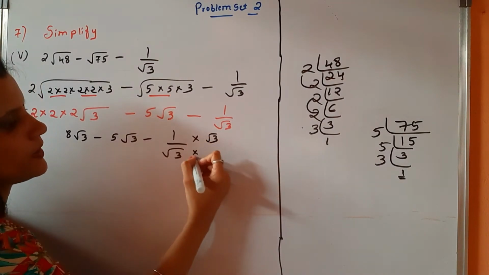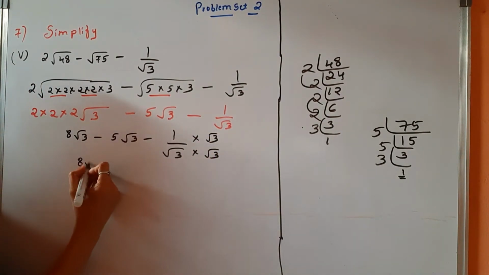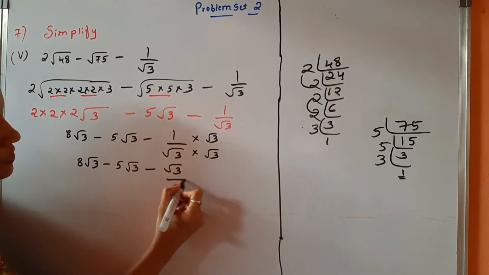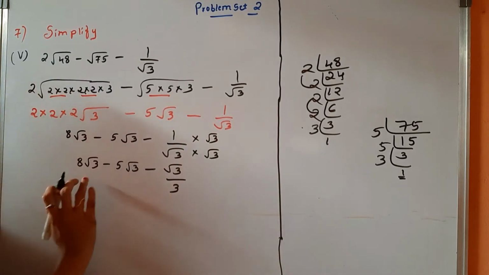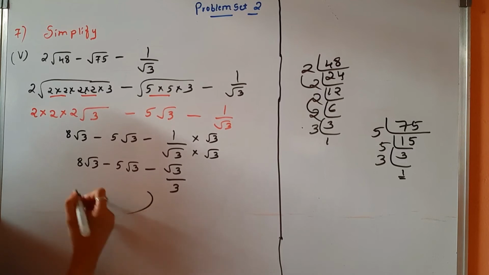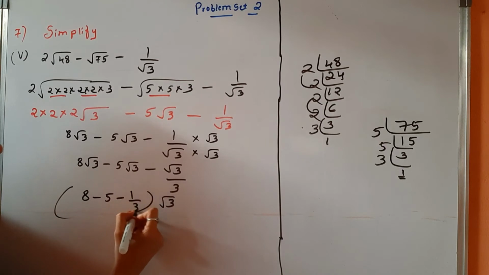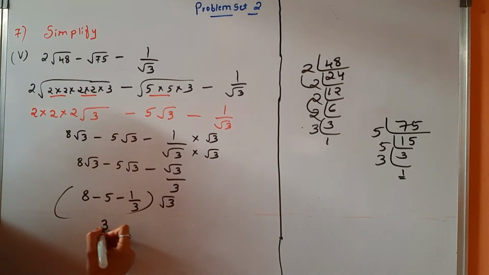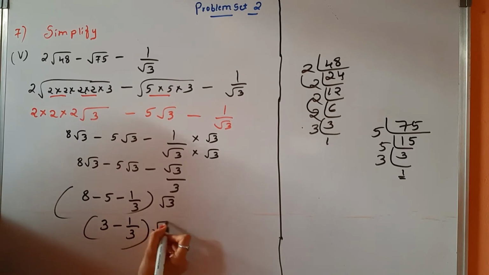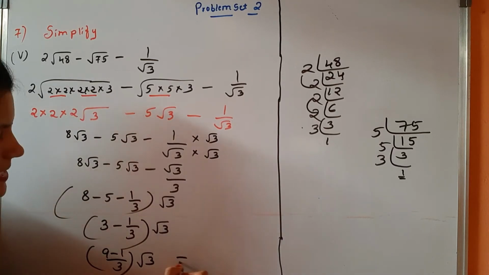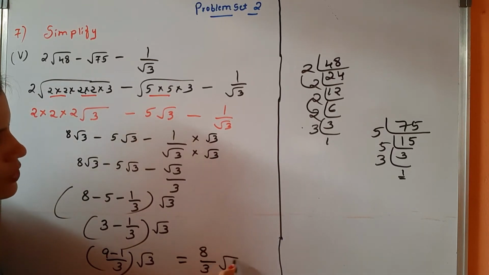Root 3 into root 3. What will be remaining? 8 root 3 minus 5 root 3 minus this one will be root 3, root 3 into root 3, it is 3. Now what is common? Root 3 is common. So if I take root 3 out, 8 minus 5, here nothing is there, so 1 upon 3. Here 8 minus 5, you know that 3, 3 minus 1 upon 3 into root 3. So equalizing the denominator, 3 into 3, that is 9 minus 1 by 3 into root 3. So our final answer is 9 minus 1, that is 8 upon 3 root 3.